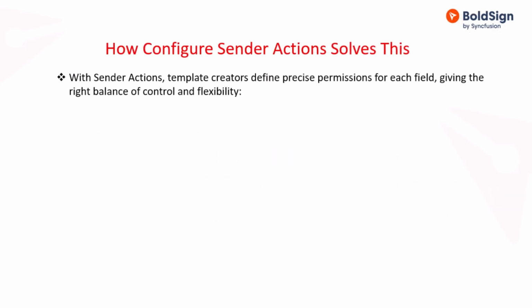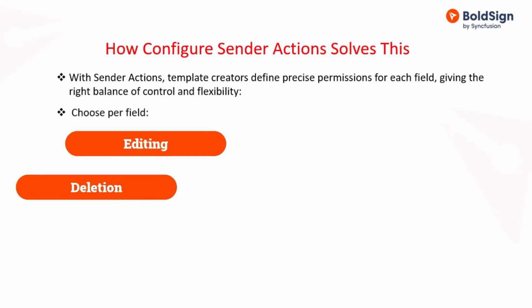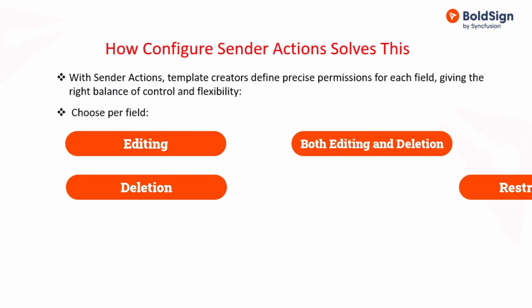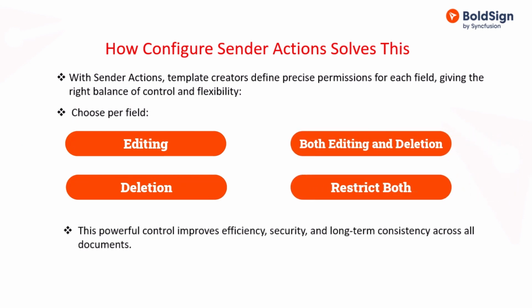With sender actions, you prevent that. You set permissions per field, edit only, delete only, both or neither. So your template stays consistent while still allowing the right level of flexibility.